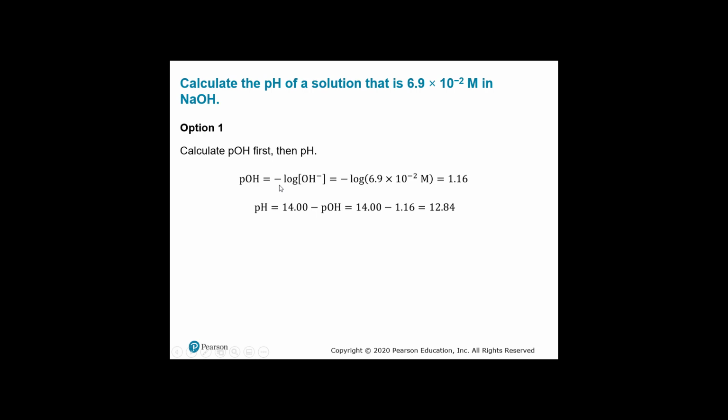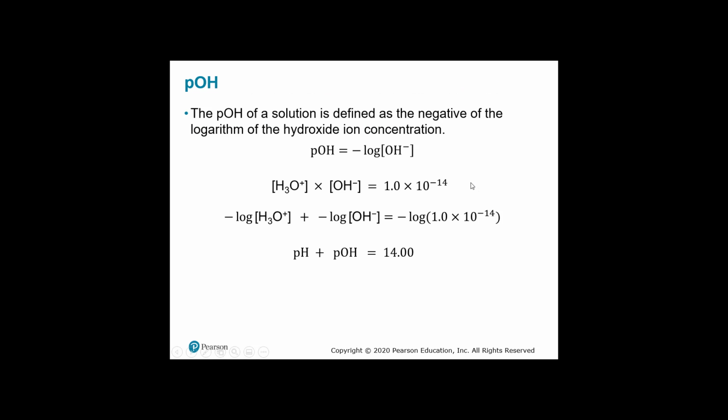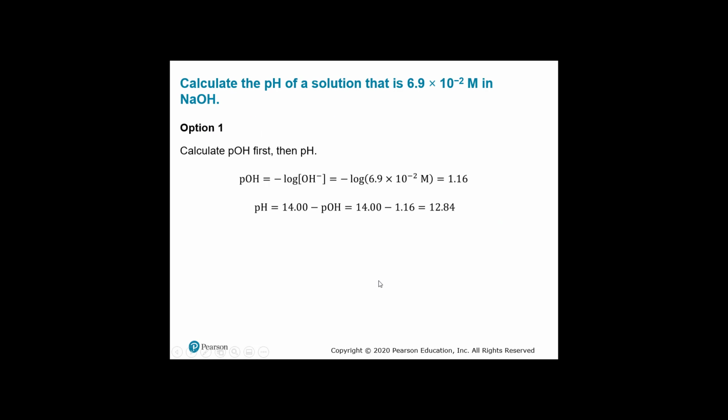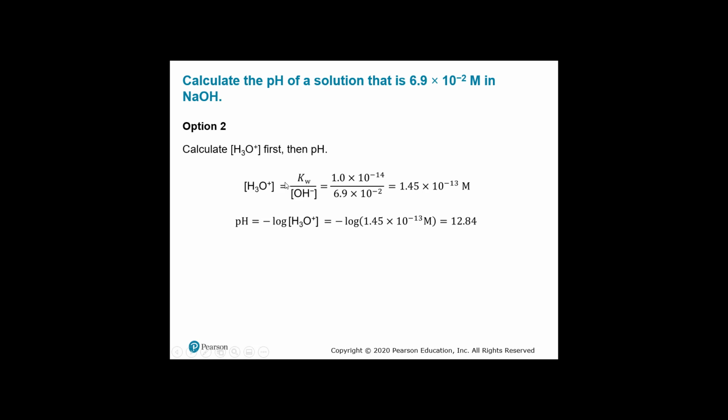The first way is to take the negative log of the hydroxide ion concentration, and that will give you the pOH. But remember, pH plus pOH equals 14. So if you remember that, you can take this number, subtract it from 14, and it gives you the pH, which is 12.84. The second way to do it is to use Kw and get the hydronium concentration. So you plug this in, solve for the hydronium concentration, take the negative log of that, and it also gives you the pH. So there are two ways to do this. You should make sure you're comfortable with one of these ways.